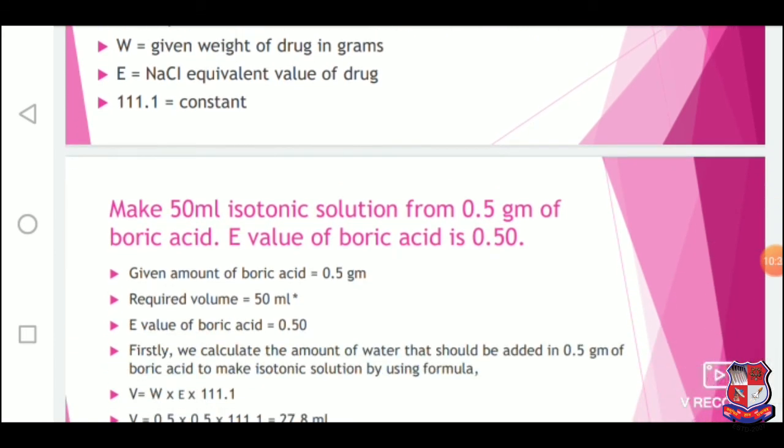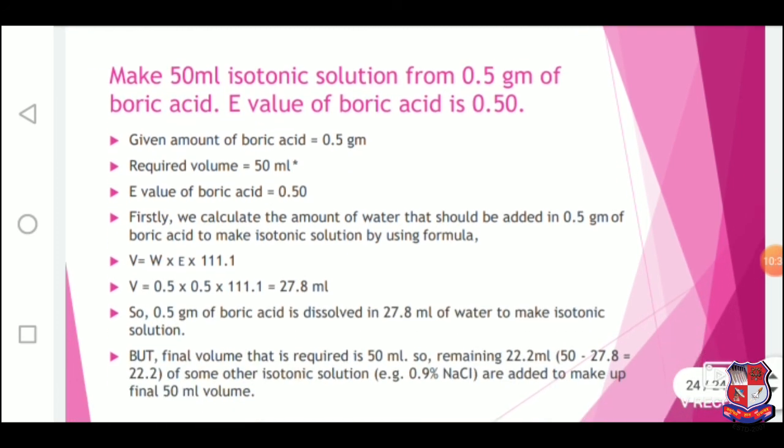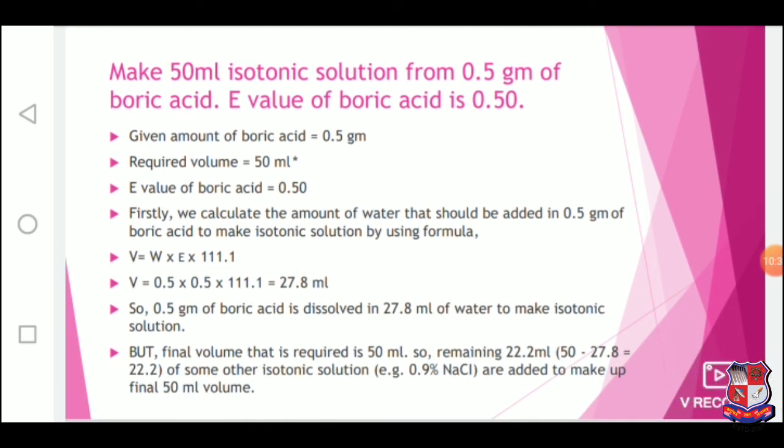This is an example given over here of how we can produce the isotonic solution. Here the given amount of boric acid is 0.5 gram and the required volume to produce, that is our final volume, is 50 ml, and the E value of boric acid is 0.50. By applying this calculation method, we get 27.8 ml of water, which is required to produce the isotonic solution for 0.5 gram of boric acid.